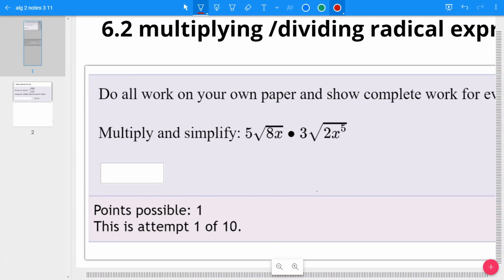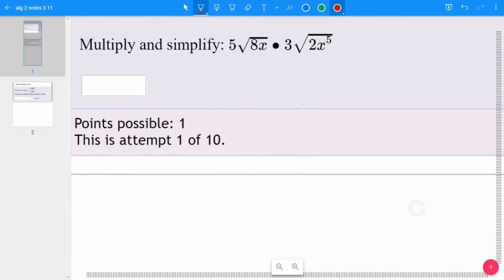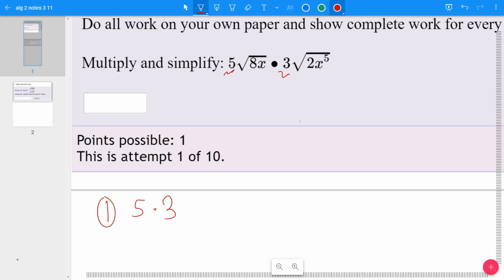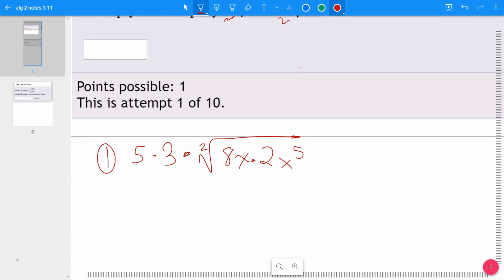So we're going to multiply. When you multiply expressions like these, you multiply the values outside together. So the 5 times this 3. First you're going to get 5 times 3. And then, because the indexes are the same, this is 2, and this is also 2, you can just write times, and then put the 8x, and multiply that by the 2x to the 5th. You can put them under one common root symbol. And then you can simplify that as follows.